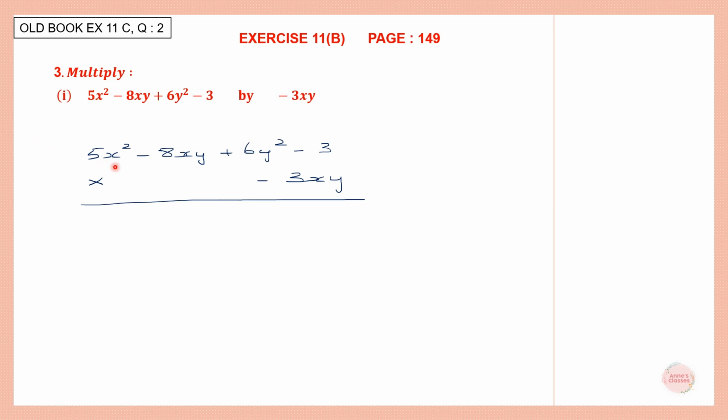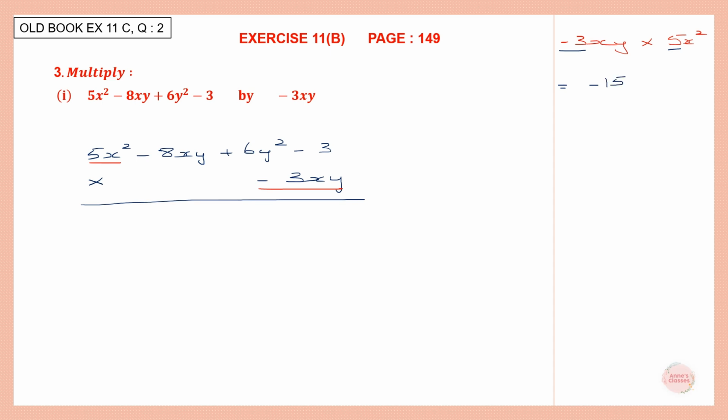Each term of the polynomial should be multiplied by this monomial. So let's begin with this monomial and the first term of this polynomial, which is 5x squared. So we're going to multiply minus 3xy into 5x squared. The rules are all the same, same rules as we did before. So we multiply the numerical coefficients first. That is minus 3 into 5. Minus into plus is minus. 3 5s are 15. So we finished with the numerical coefficients.